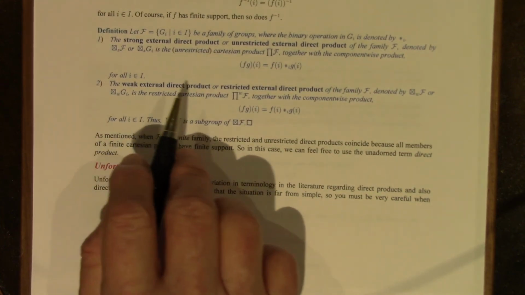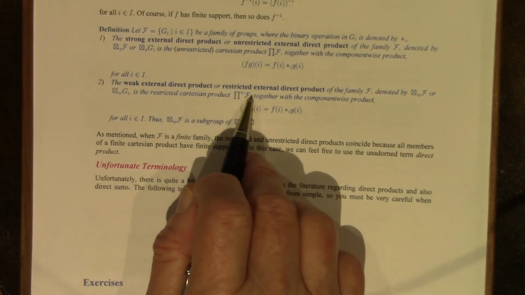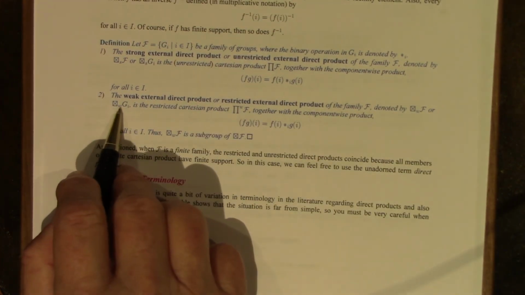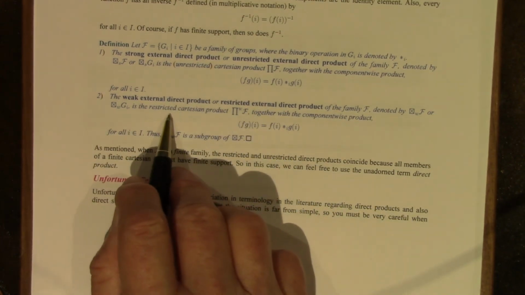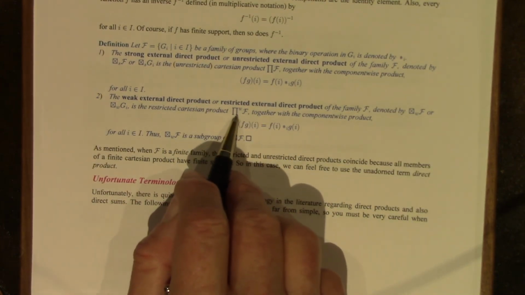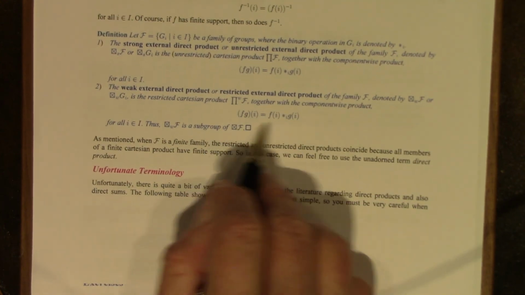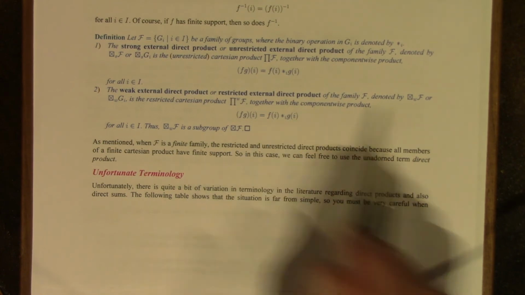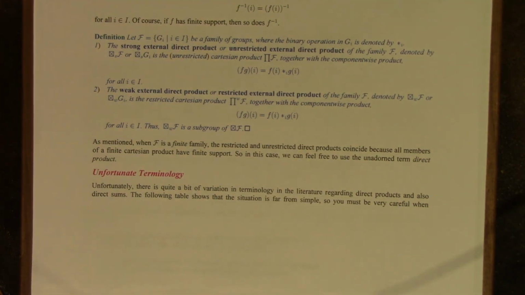The weak external direct product, or restricted external direct product, and I'll use similar notation but with the subscript W, is the restricted Cartesian product together with this component-wise operation. Now, when the family is finite, these two become the same because the strong and weak Cartesian products are the same. So we get the same underlying set, same product, same group. So we don't need to fuss with the terms restricted and unrestricted.